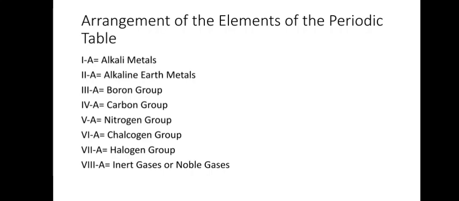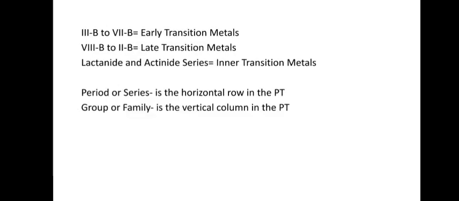And now we have 3B to 7B. They are the early transition metals. And we have 8B to 2B. They are late transition metals. Lanthanide and actinide series are inner transition metals. Period or series is the horizontal row in the periodic table. The group or family is the vertical column in the periodic table. Thank you.